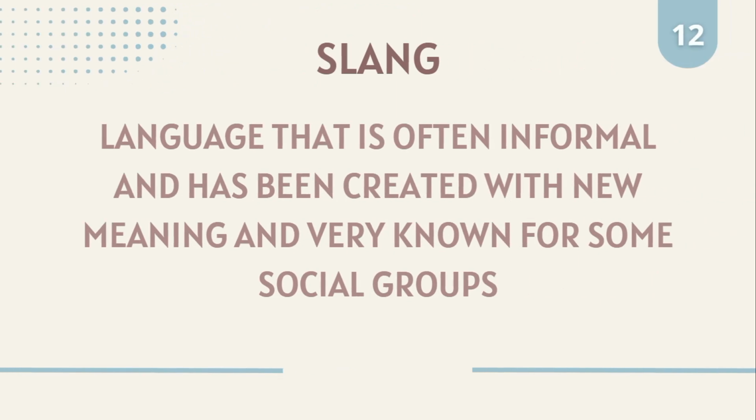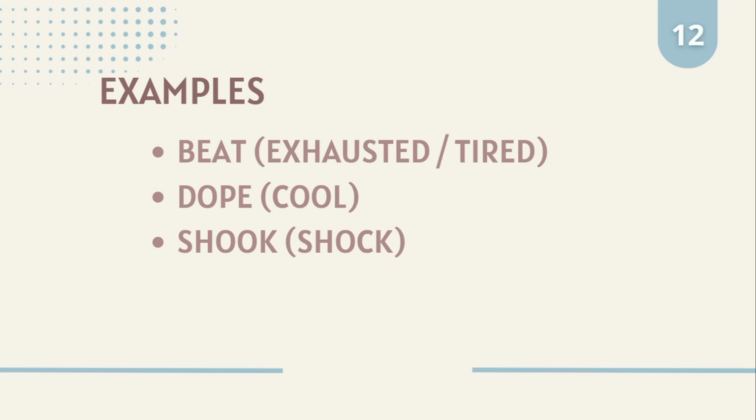Fourth, slang is language that is often informal and has been created with new meaning and is very well known to some social groups. It is usually used by the younger generation for expression. As time goes by, people create more and more slang. Some examples of slang are beat, that means exhausted or tired, dope, that means full, and choke, that means shock.